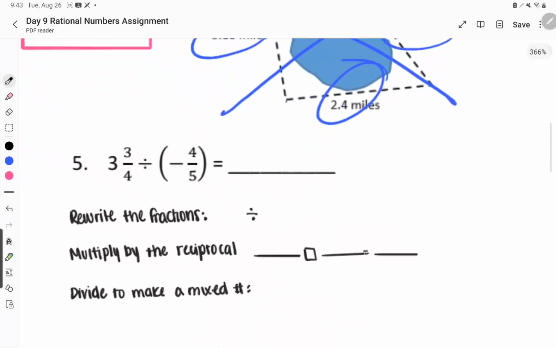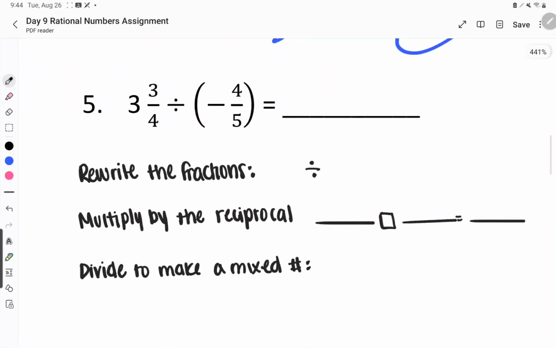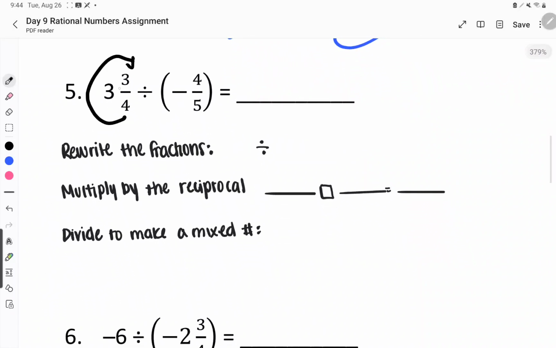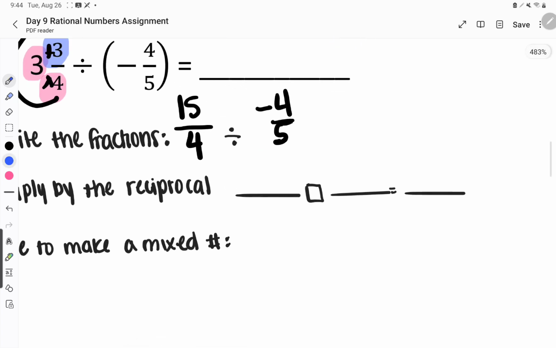Next one, we have to turn this into an improper fraction, so we'll go around the world, land in Texas. We'll start with 4 times 3, and 4 times 3 gives us 12, and then we'll add the 3, and that will give us 15 over the original denominator of 4, and then we have negative 4 over 5. I can't divide fractions, so I'm going to do keep, change, and flip, or multiply by the reciprocal. So we keep 15 over 4. We change the division to multiplication, and then we find the reciprocal of negative 4/5, which would be 5 over 4.